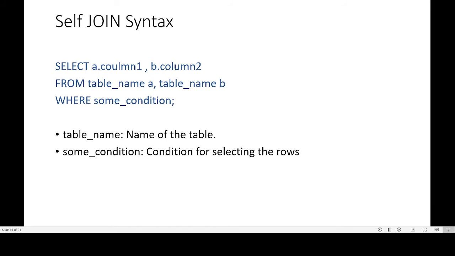So what are we doing? In the select clause, we are giving A dot column 1, meaning the first copy of that table dot column 1, and then the second copy of that table dot column 2. These two columns I want to display in the output, and then we can give some condition here. Table name is the name of the table, and the condition is for selecting the rows for doing the self join.